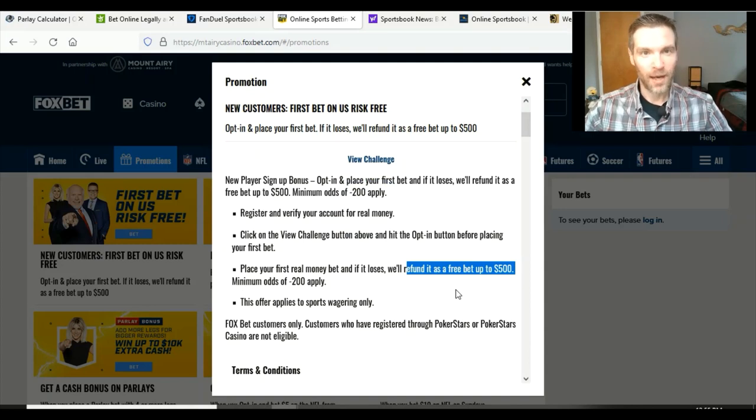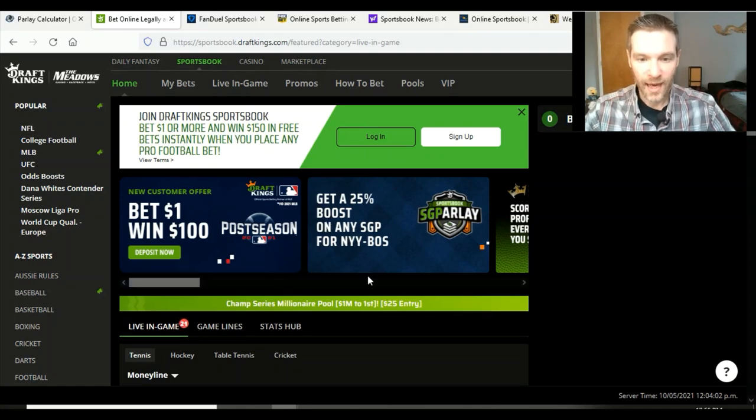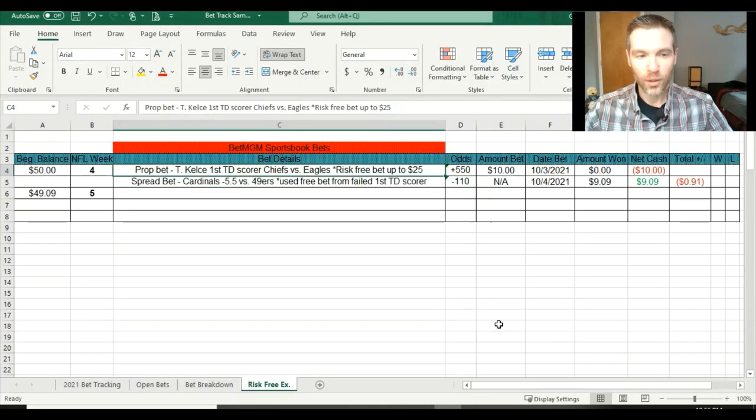So again, if you hit a minus odds bet, they are keeping some of your money due to the juice. So what I would recommend is finding more promotion offers like this one. Bet $1 or more and win $150 in free bets instantly when you place any pro football bet. Now, this is great because if they are just handing you free bets, well, that's just as good as cash, because you're still going to get what you would have profited.